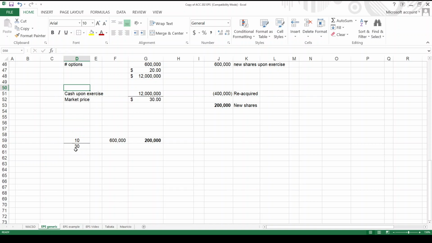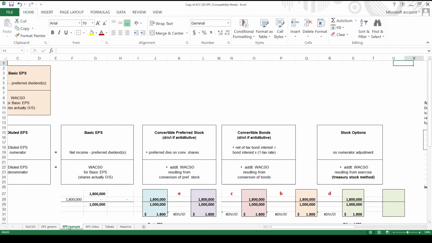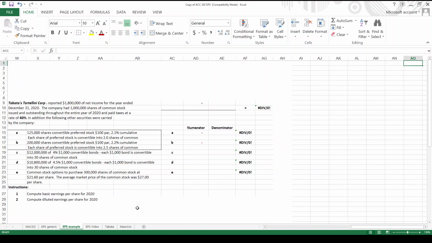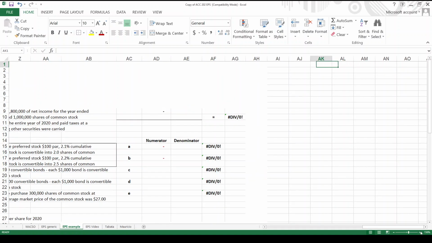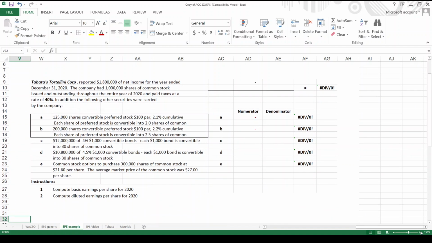Okay. All right. Now let's look at some numbers, because I could talk about this till midnight. It won't help us unless we have some numbers, right? So here's some numbers. Tabita's tortellini. All right. So first things first. Do we have any dilutive securities? Of course we do, otherwise this wouldn't be any fun, this problem, right? So let's make our basic calculation first. What's our net income? It's given, 1.8 million.